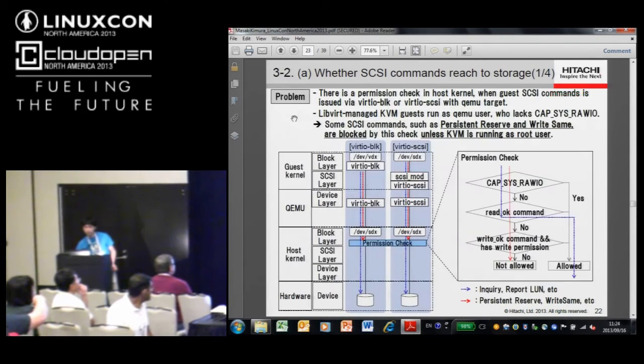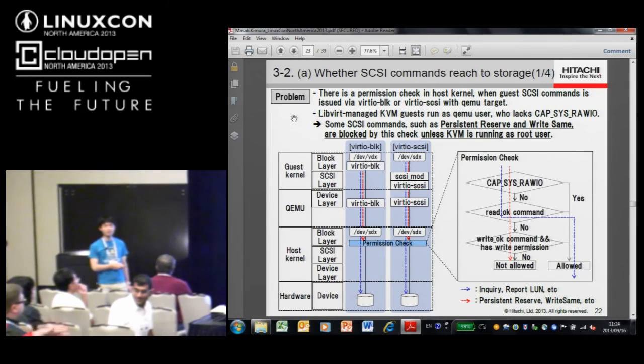Are you talking about this? This one? Yes. There is a user-side interface, but the kernel side interface is missing.